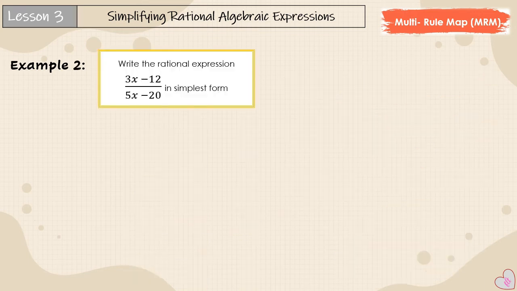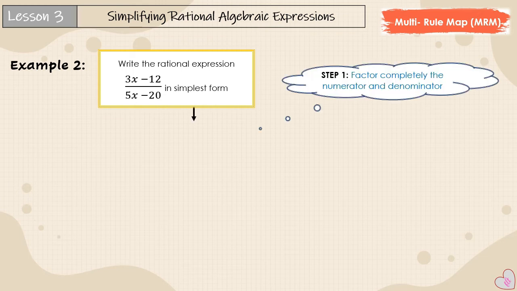Example number 2. Write the rational expression 3x minus 12 all over 5x minus 20 in simplest form. Step 1. Factor completely the numerator and denominator. So in this case, GCMF is equal to x minus 4. So we can factor out 3 in the numerator. That's why we will have 3 times quantity x minus 4. And then for your denominator, you have 5, and then the other factor is x minus 4.